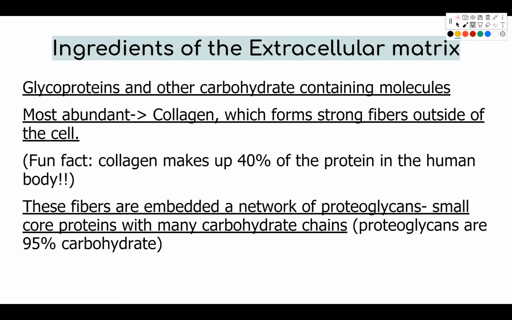What happens with these glycoproteins and this collagen is that the fibers form a network of proteoglycans, or molecules that are a protein in the middle with a bunch of carbohydrate chains coming out of it. These proteoglycans are 95% carbohydrate, so the protein part of the molecule is very, very, very small. And that is the big component of our extracellular matrix, or our area between our cells.